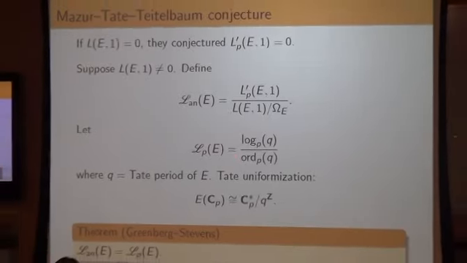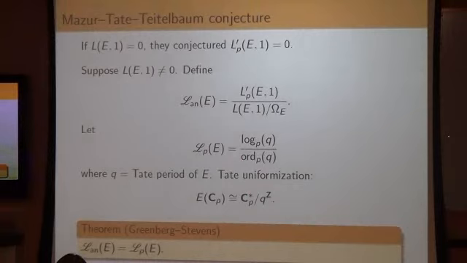So when E has split multiplicative reduction, or multiplicative reduction in any case, Tate has a uniformization theorem of what the points of E over Cp look like, and it's Cp star modulo the powers of some number that's usually called the Tate period. So if you take this log q over ord q, that's what we call the p-adic L invariant of E. Okay, so I'm going to call this the analytic L invariant because it's given by the derivative of this analytic function, the p-adic L function. I'm going to call this the p-adic L invariant just given by the p-adic uniformization of E.